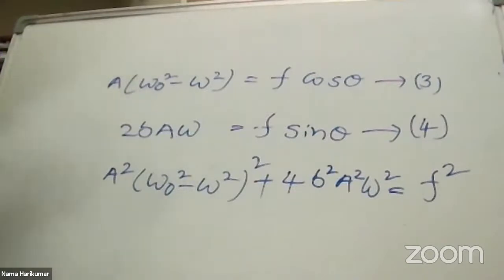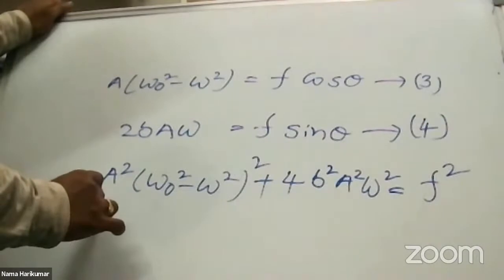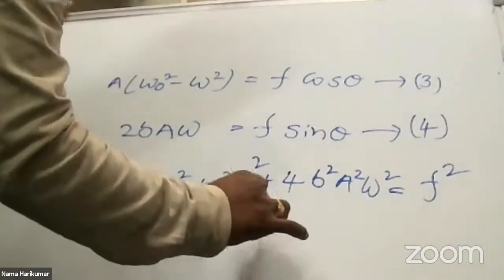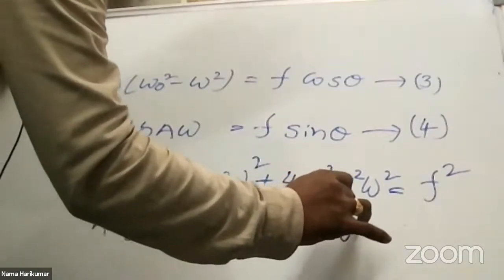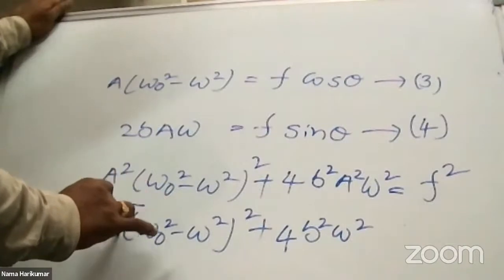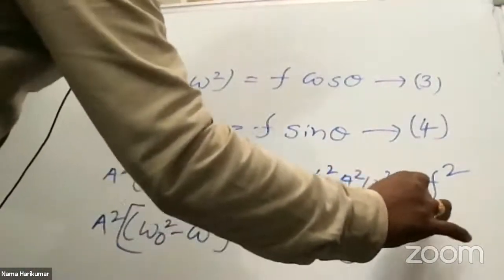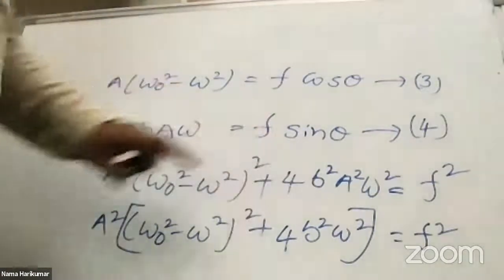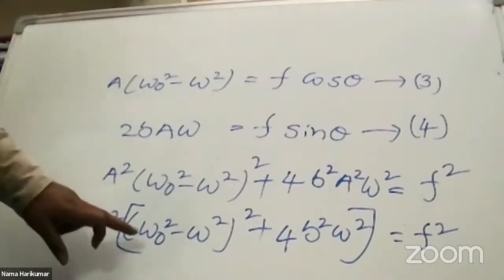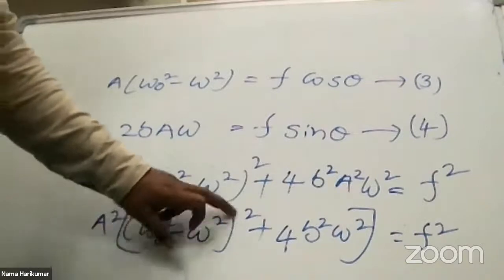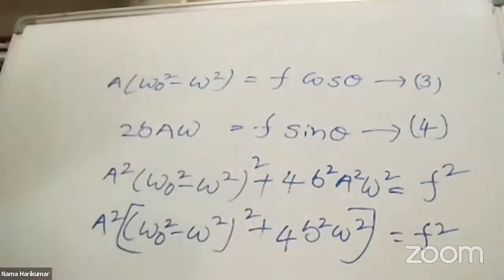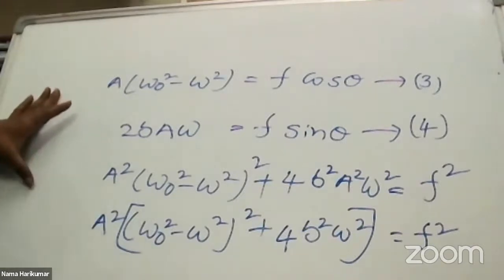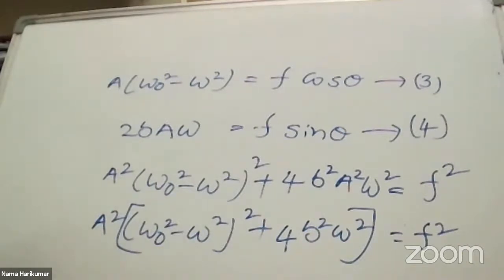Right. Okay. So next, on the LHS we have a square, omega naught square minus omega square whole square, plus 4 b square omega square. In this, a square is common in the first term and the second term also. That's why we write a square times omega naught square minus omega square whole square plus 4 b square omega square, that is equal to f square. Yes, now done firstly. All of it is clear.